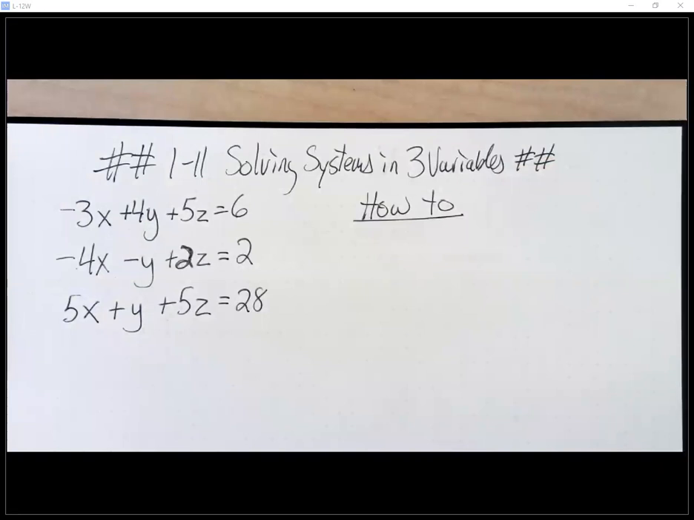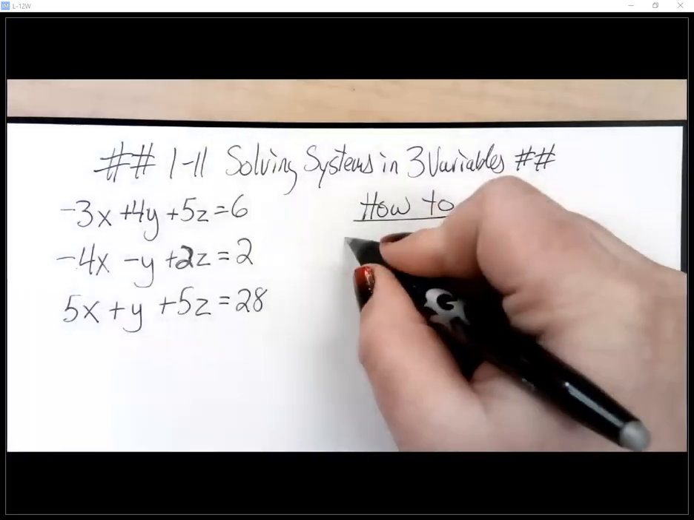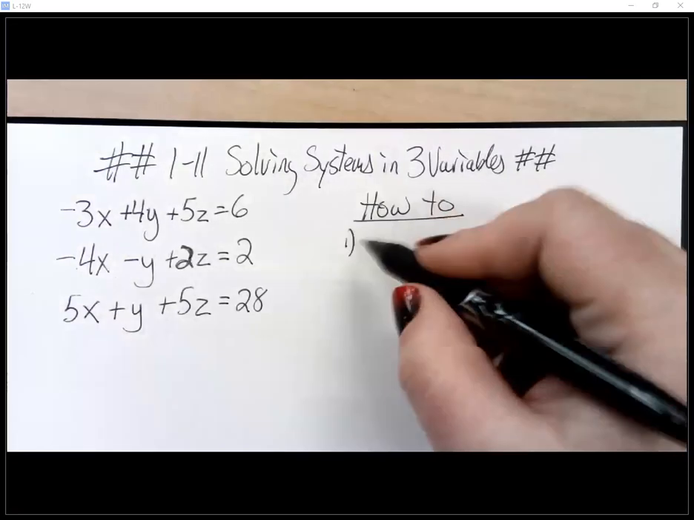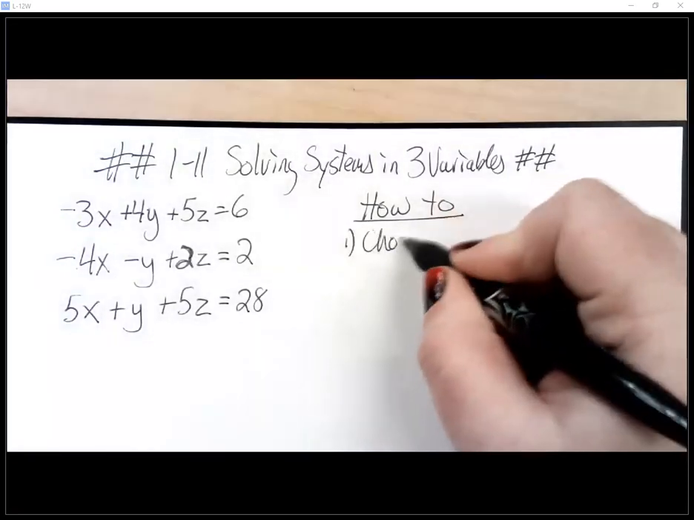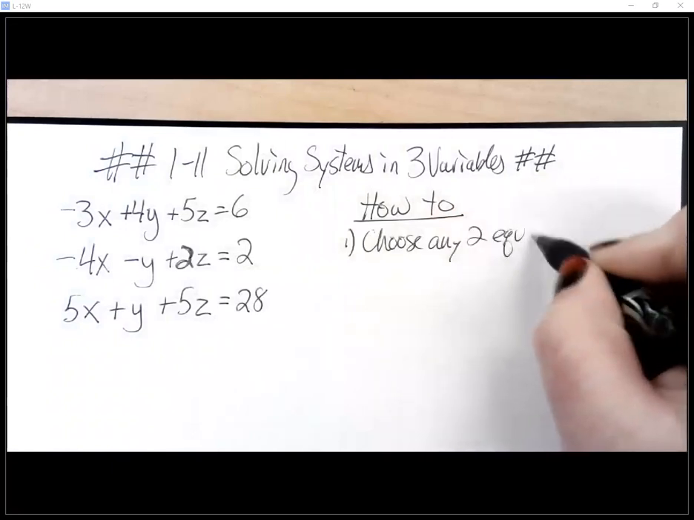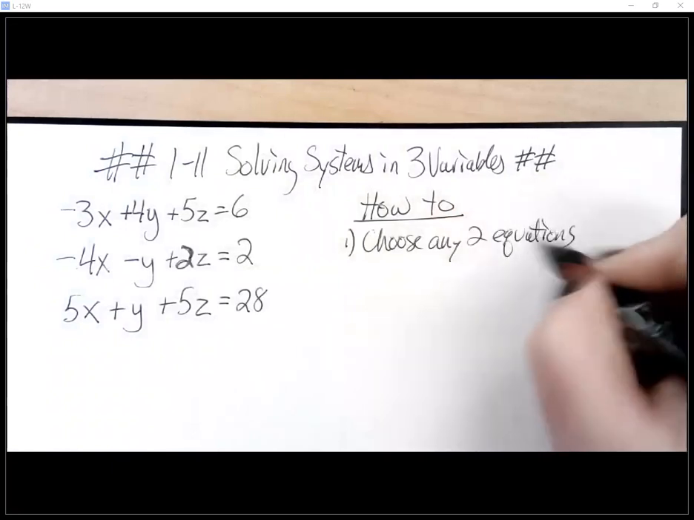Do you see it? Yeah, see how we have a negative y and a positive y? I already have them. They're already opposites. I don't have to multiply by anything. It's already good to go. If I don't have that, usually you do, but if you don't, then you just do like we just did, multiply one of the equations by something so that you get the pair of opposites. So step 1, I'm going to choose any 2 equations and eliminate any variable.